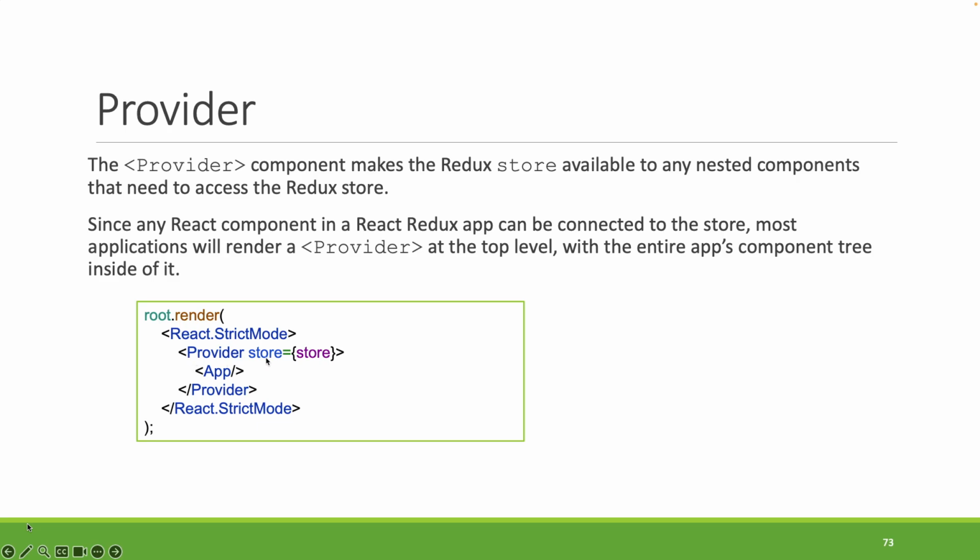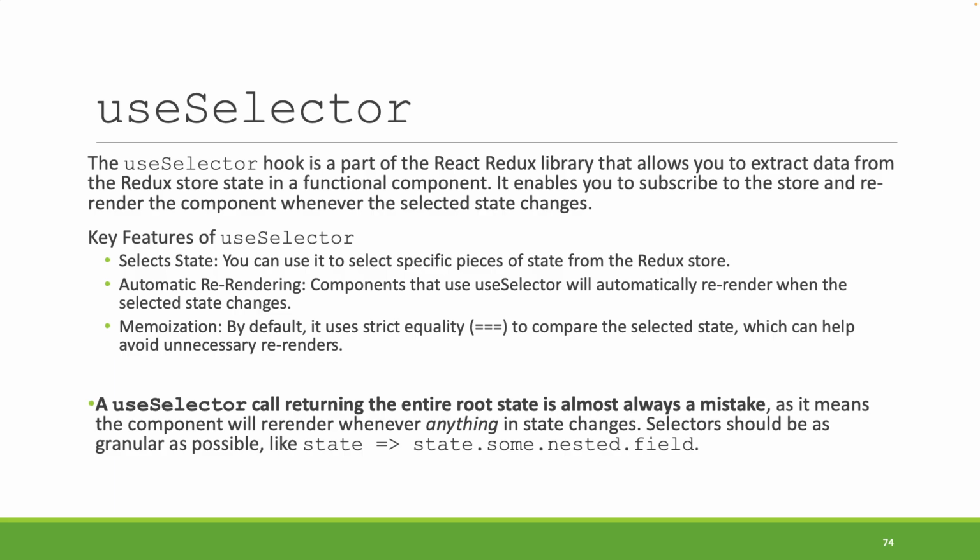So here we have Provider, we give it a store. Store is what? A store. So inside the application, because App is our root, all the application can use the store. And to get the information from Redux, we have a hook called useSelector. This hook is a part of the React Redux library. It allows you to extract data from the Redux store state in a functional component. It enables you to subscribe to a store and re-render the component whenever the selected state changes.